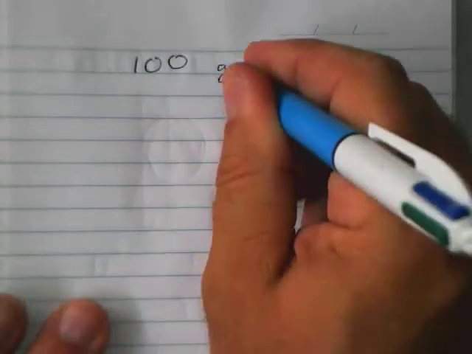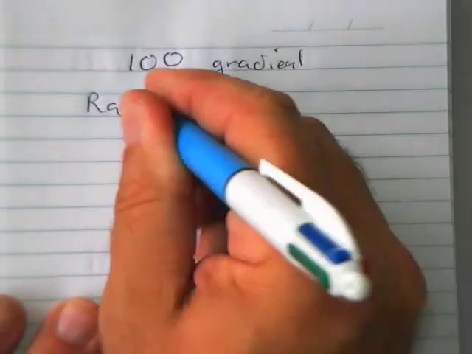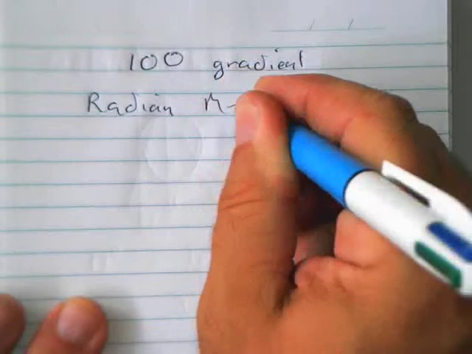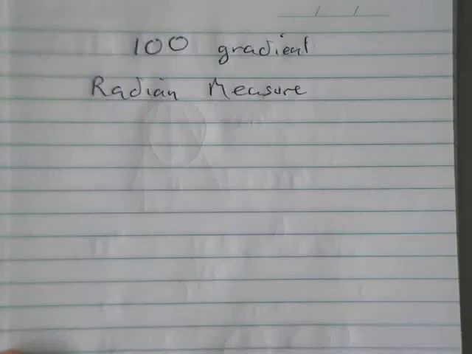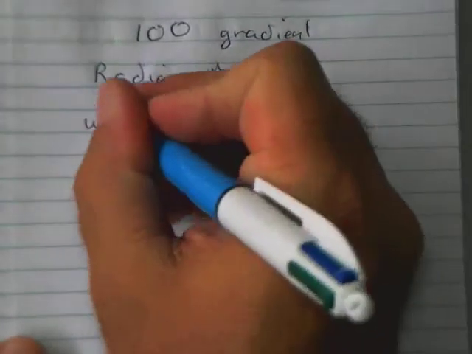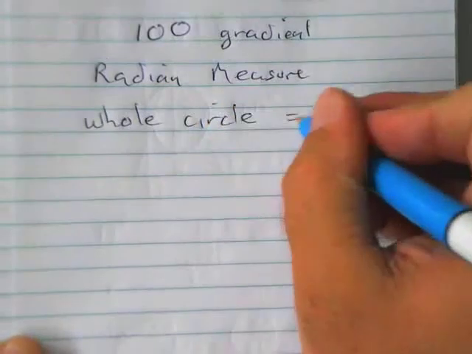Now, mathematicians use something called radian measure. And it's quite simple. You know you called 360 degrees a whole circle? Well, a mathematician says a whole circle is 2 pi radians.